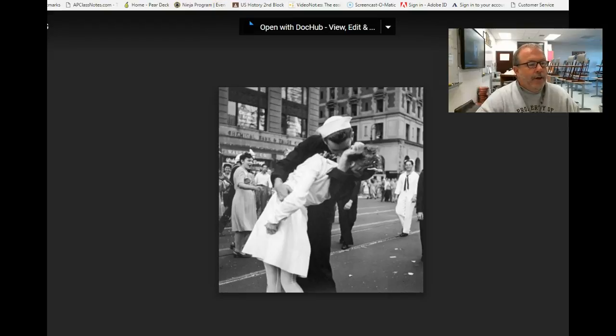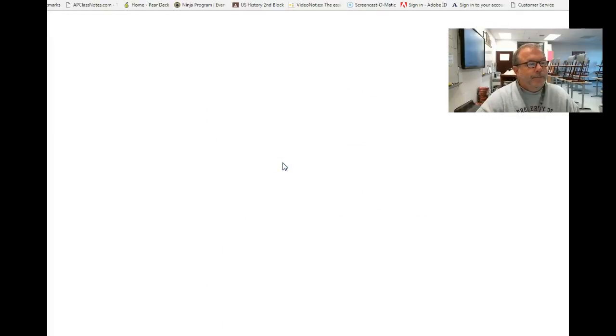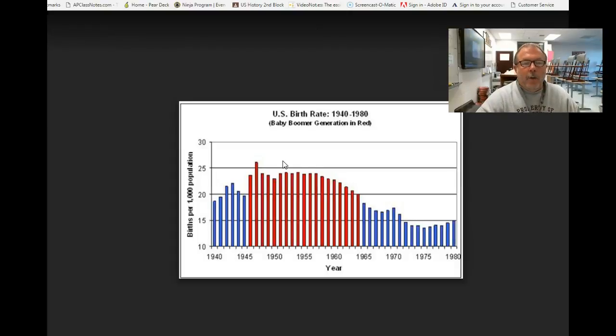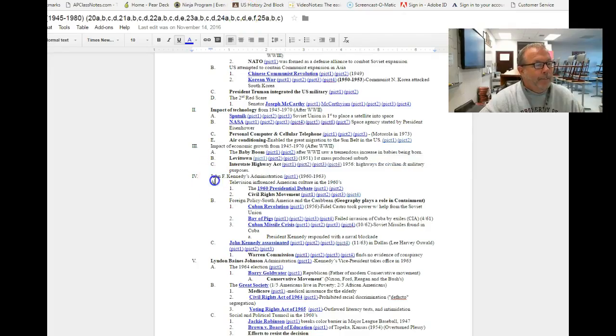Here you see a soldier kissing a nurse after learning that the Germans had surrendered on VE Day. It was a celebration. This is a chart showing the number of births after World War II. So you can see the blue here from 1940 to 45. This is the number of births per 1,000 of the population. Then you can see the tremendous growth in that number after World War II ended. Hence the term baby boom.